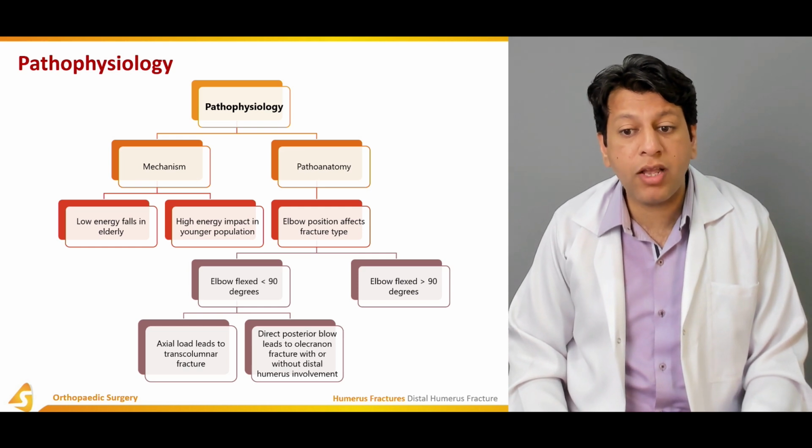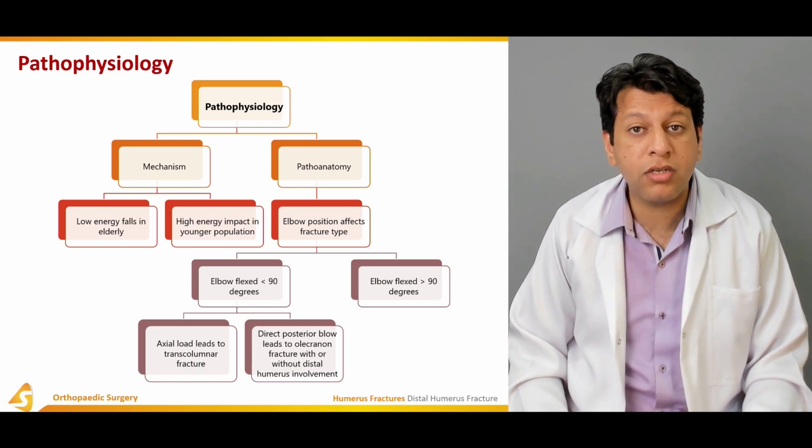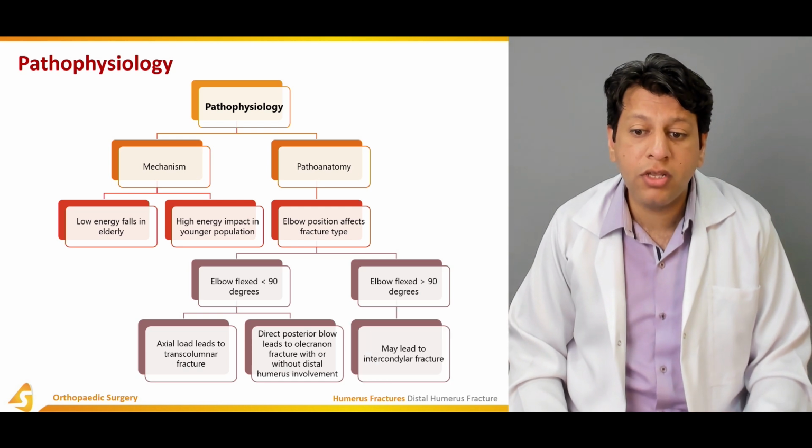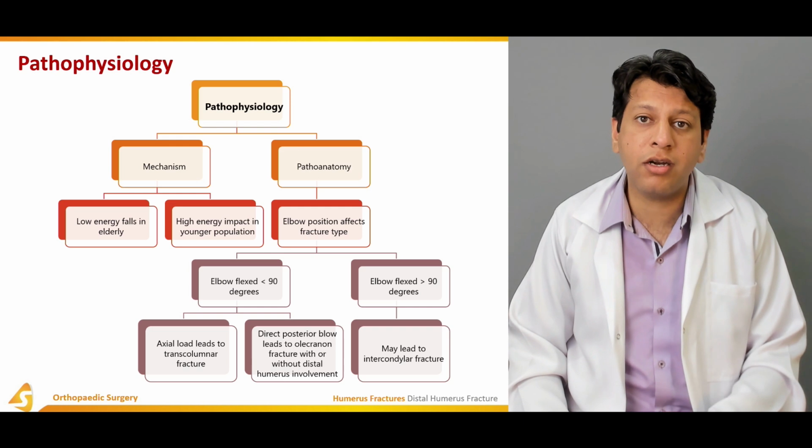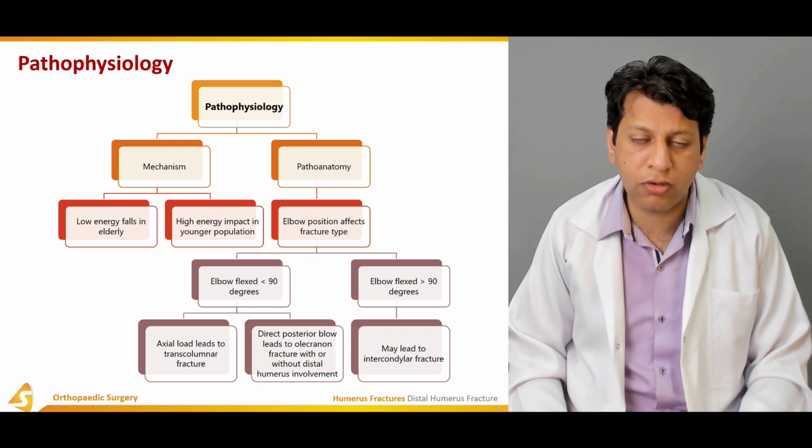But if the elbow is flexed to greater than 90 degrees, this would result in a flexion type of injury, which may lead to an intercondylar fracture as well. That means both the medial and lateral condylar fracture along with intra-articular involvement.